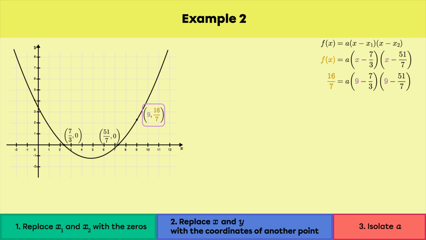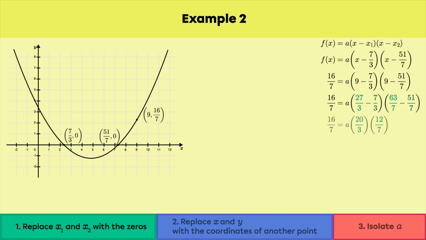Simplify the right side of the equation. Since there are two places where we need to subtract fractions, we must put them both over a common denominator. Inside the first set of brackets, 9 becomes 27/3, and in the second set of brackets, 9 becomes 63/7. When we subtract them, we get 20/3 and 12/7. We then multiply these two fractions and get 240/21 times a.